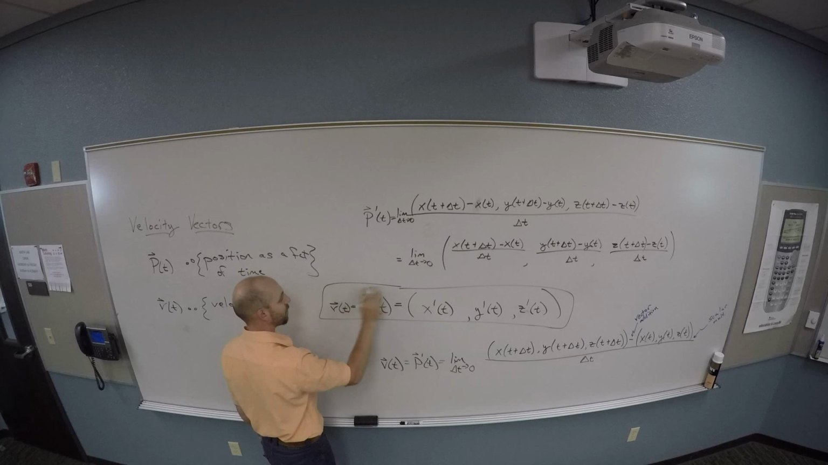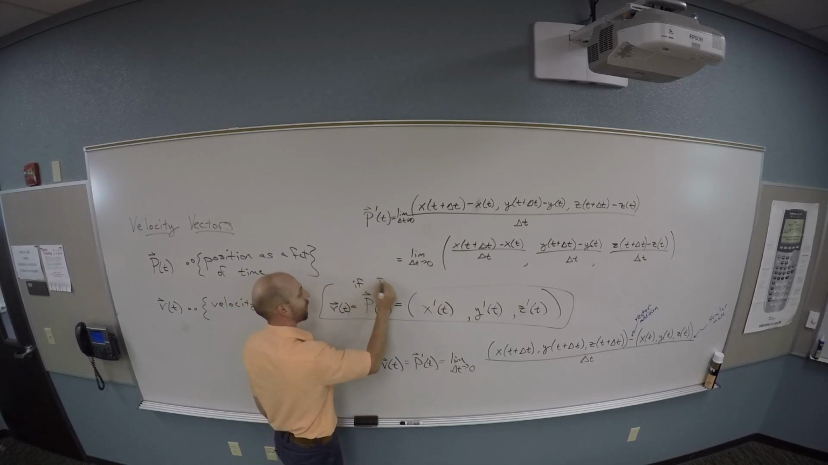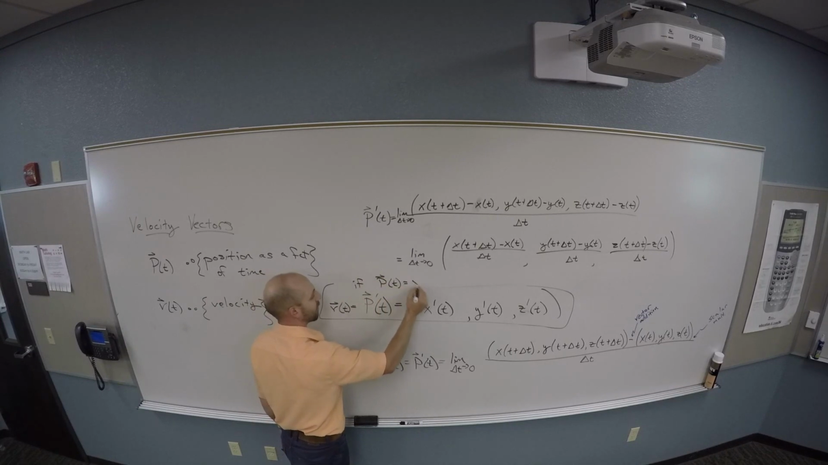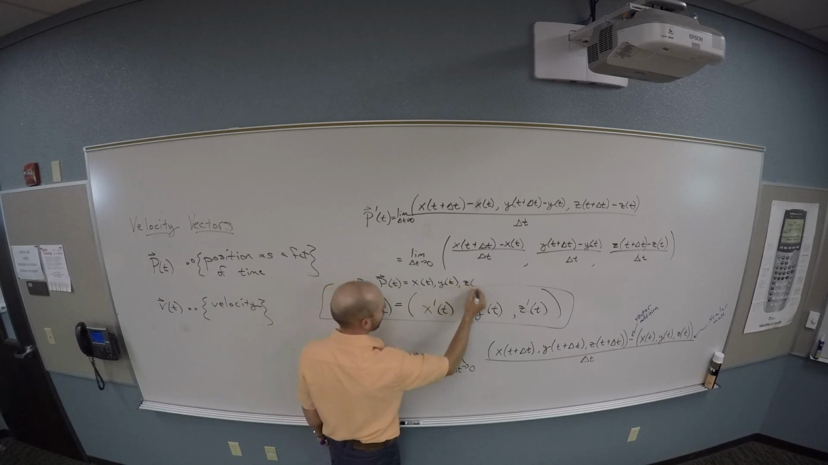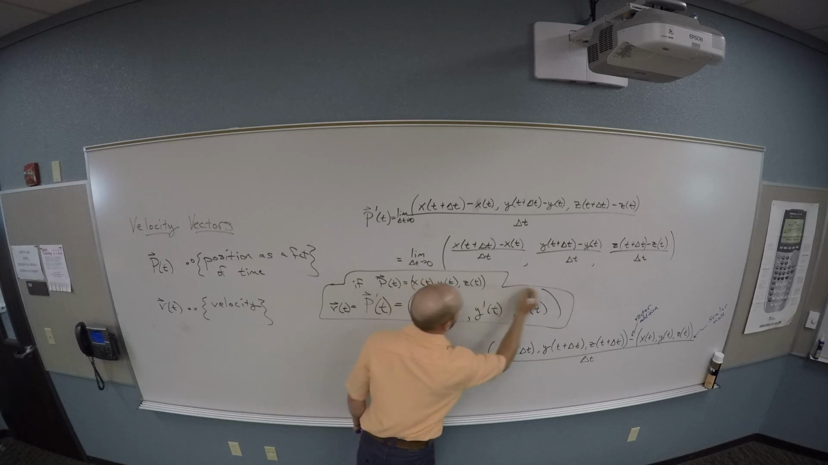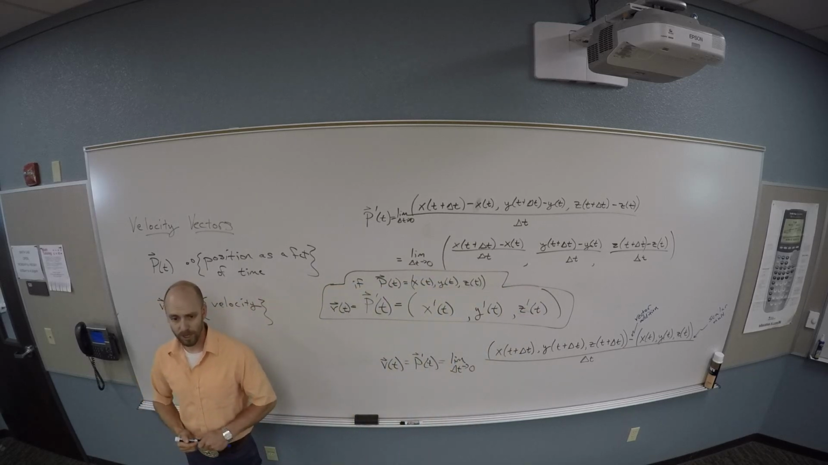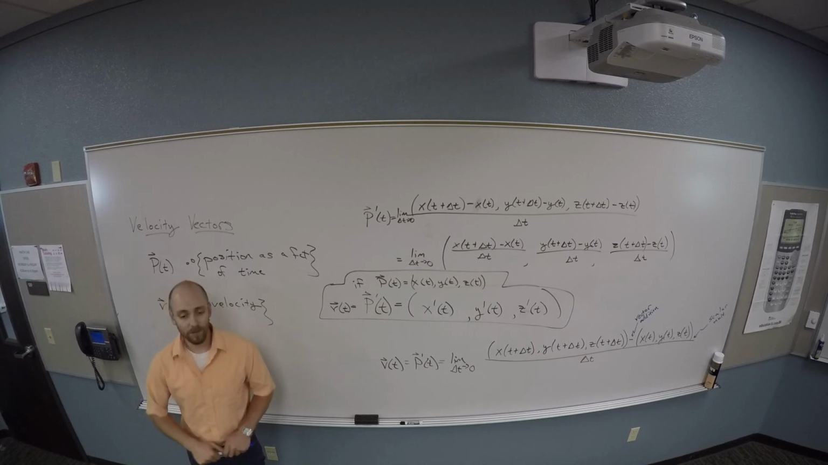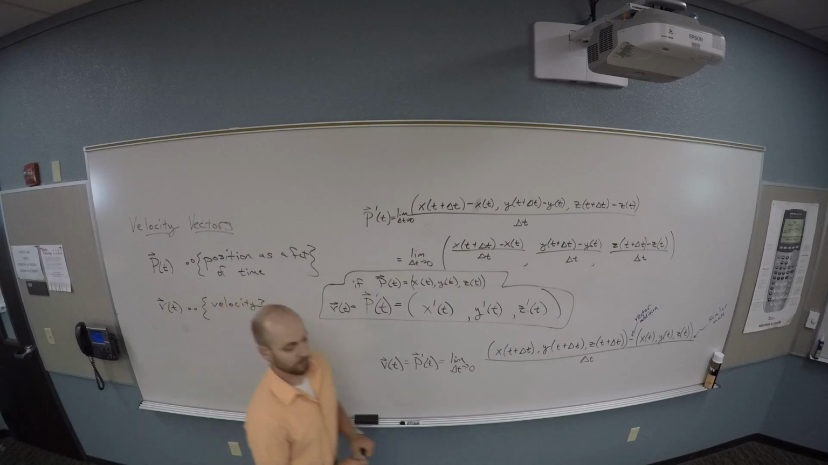Remember we started this saying if p of t is x of t, comma, y of t, comma, z of t, then would we just do the second derivative for acceleration? Yeah. If you want an acceleration vector, just take the second derivative in the exact same way, right? Cool? Questions, things? Alright.